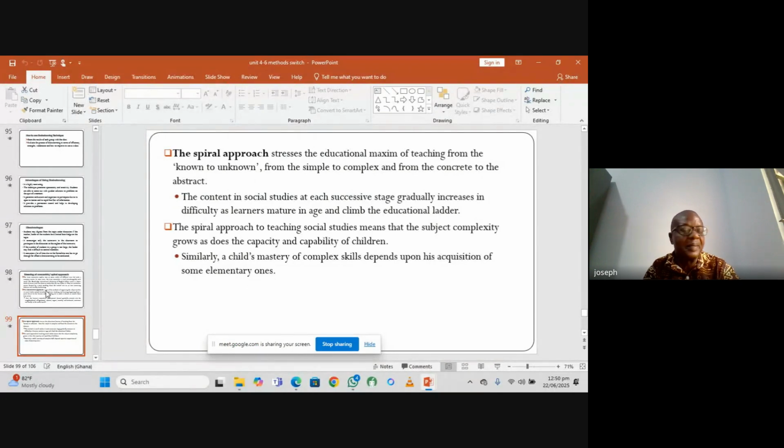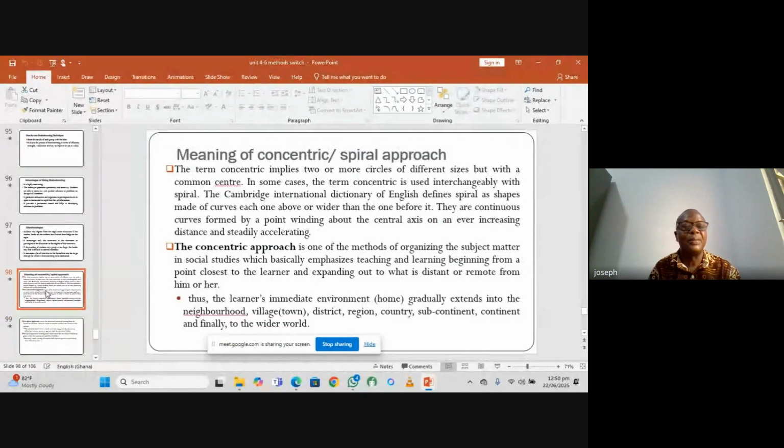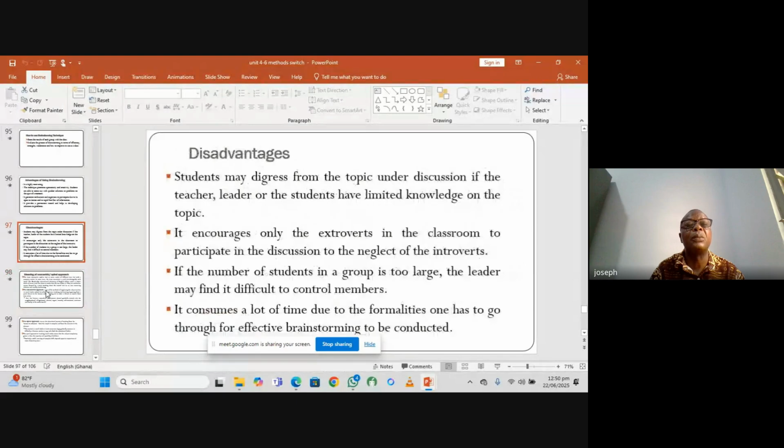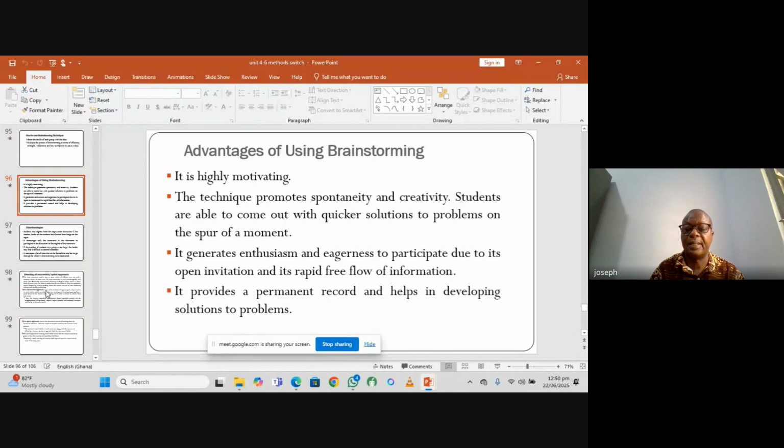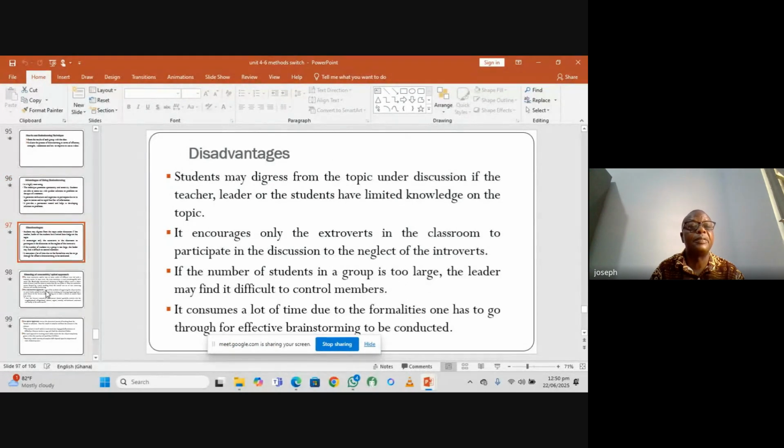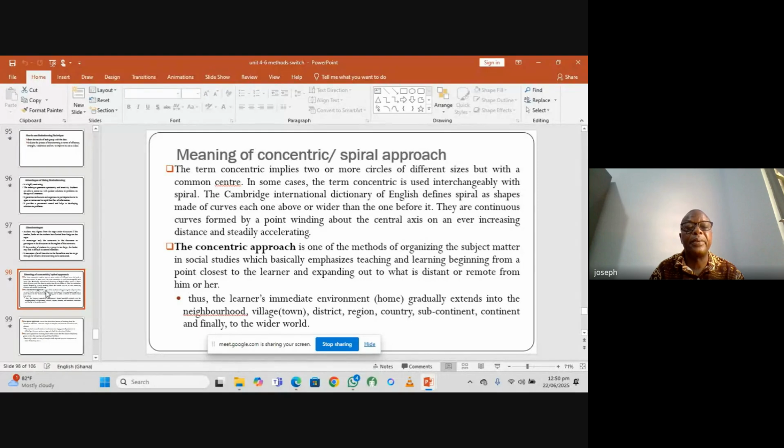Because with the addition I mentioned, you are starting from the simple 1 + 1, 2 + 2. Then as he is growing, moving from one level to another, you now use the vertical format, 1, 2 + 3, 4. Then they will be drawing the line to do the addition. So the scope and difficulty level will increase as the child matures in brain and climbs the academic ladder. So that is the difference between the concentric and the spiral approach.